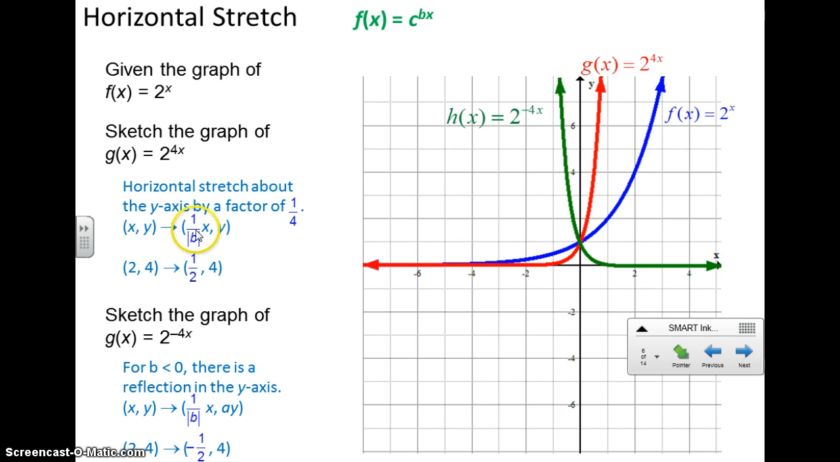As we talked before, it multiplies all the x values by 1 over b. So if I pick a critical point, any critical point, but we pick (2, 4), it would become (a half, 4). And if it was negative, it reflects it in the y-axis and also multiplies it by 1 over b as well. So (2, 4) becomes (minus 1/2, 4). The y values are invariant and the x values are multiplied by 1 over the b value.